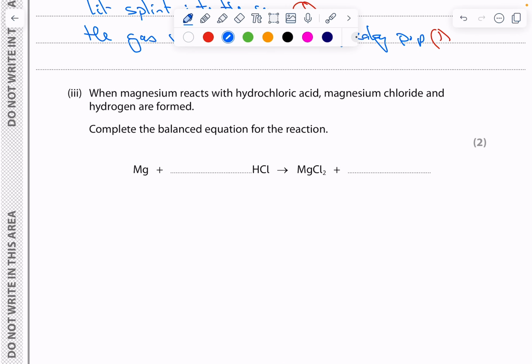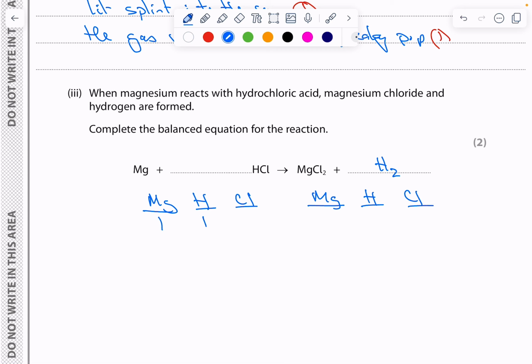Next one, do a balanced equation. So magnesium reacts with hydrochloric acid to produce hydrogen. So let's put hydrogen first. Now remember, hydrogen is diatomic, so that's H2. Underneath, let's put the elements involved. So there they are.